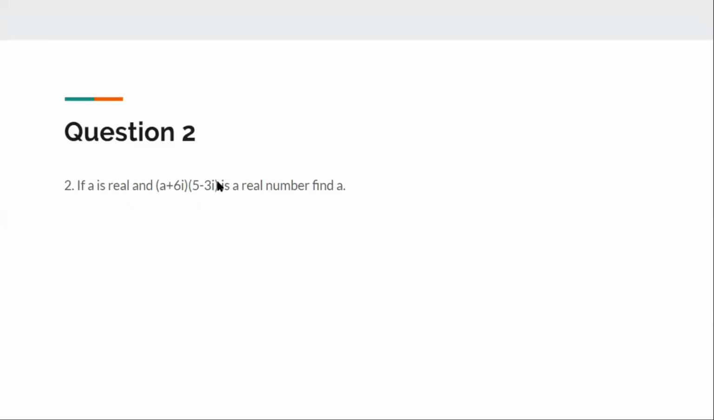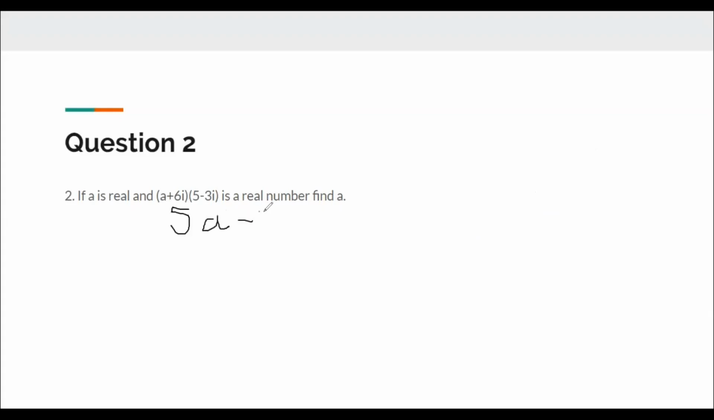If a is real and a plus 6i times 5 minus 3i is a real number, find a. We can start by distributing this. So we're going to get 5a minus 3ia plus 30i minus 18i squared, which is just going to be plus 18. If we want this to be real, we want to cancel out the i's. You don't want any i's in this expression because i is imaginary. So we take a equal to 10, because if a is equal to 10, the i's cancel out. So our answer is 10. a is equal to 10.